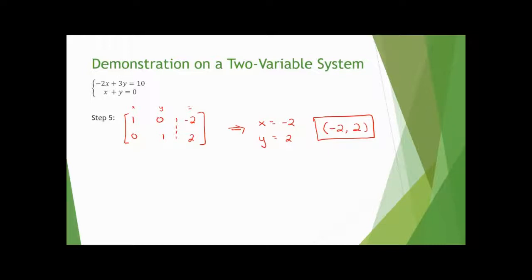So that is the 2-variable system, and that's using reduced row echelon form as opposed to row echelon form.